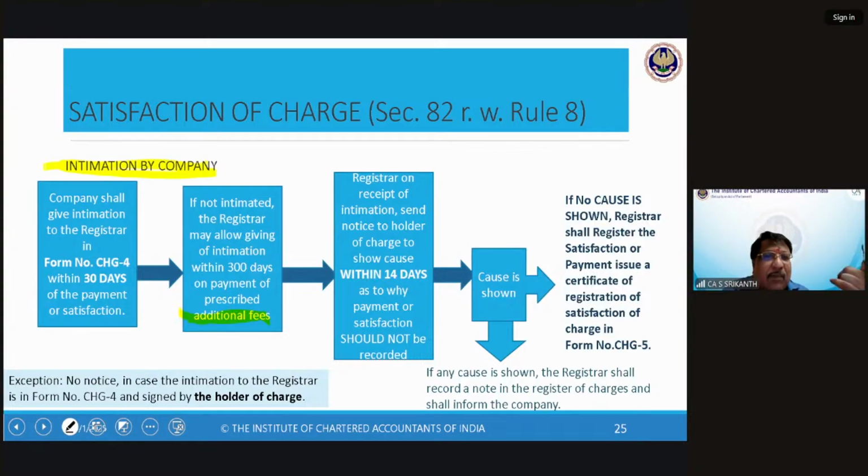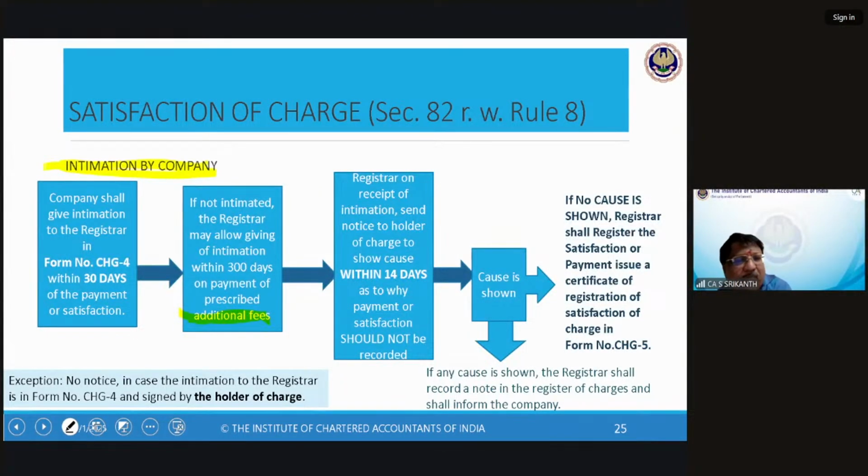So we fill up the form CHG-4, then the company director's digital signature is applied. Then we request the bank's designated officer to affix his digital signature online. He will do it, and with that, we will upload the form. That's all. So it's online. Don't think that a physical paper will be signed by him.